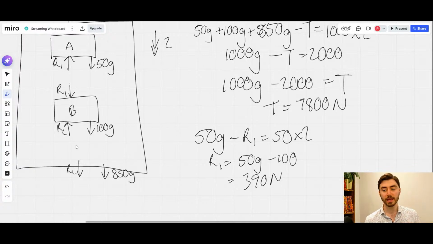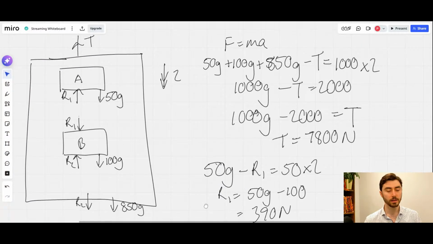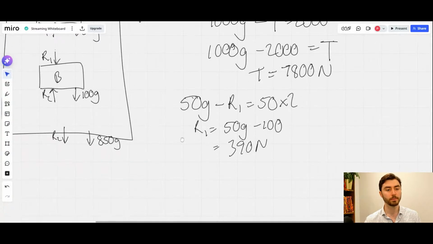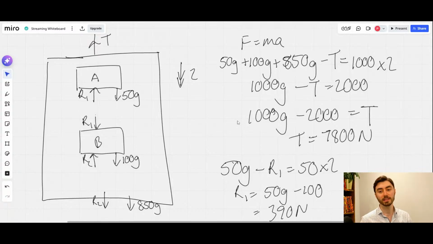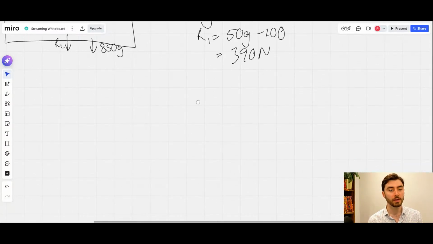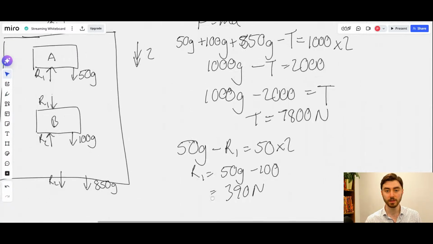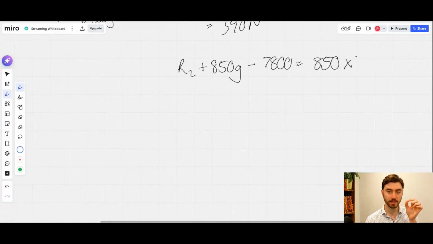And then finally calculating R2. I'll do it from B. No, I'll do it from the lift. The reason why is because downwards is positive, and I want to keep R2 positive where I can, just to make my rearranging easier. So by considering the lift, I find that R2 acting down plus 850, also acting down, minus the tension I found as 7,800 is equal to the 850 times the acceleration of 2.